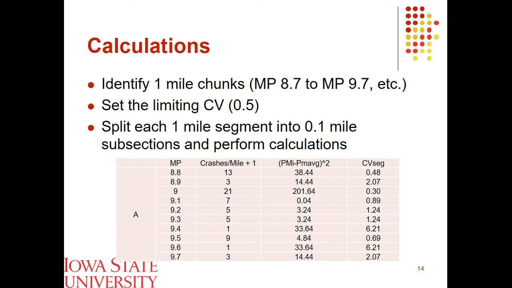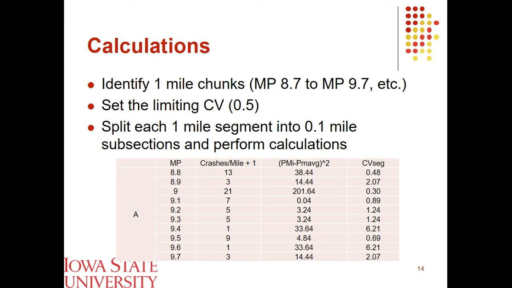To perform the calculations, we've already gone over the part where we've identified our 1 mile chunks. We're going to use the limiting value recommended in the HSM for our coefficient of variation of 0.5. And then we've already split our roadway of interest into the 0.1 mile long subsections. So now we can get into performing some of the calculations.